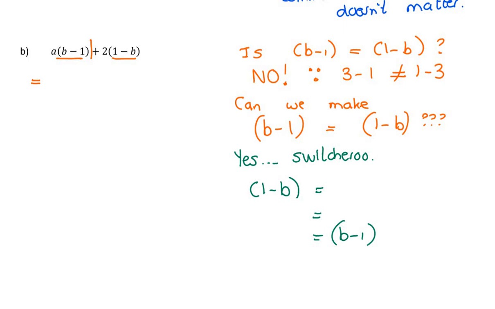So here's the thing. Can we factorize out a negative 1? So what we're going to do here is factorize out a negative 1. Because negative 1 times what will get me 1 back? Well, negative 1 times negative 1. Negative 1 times what will give me negative b back? Well, plus b. So just have a look at that.